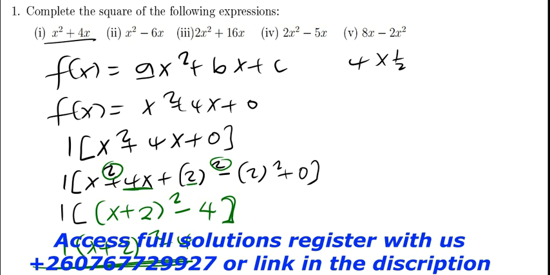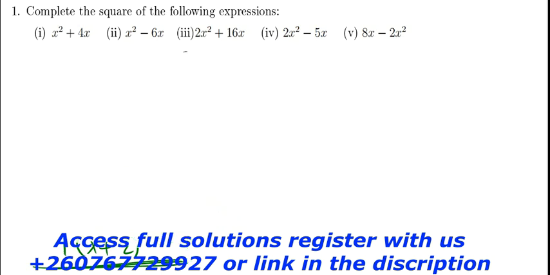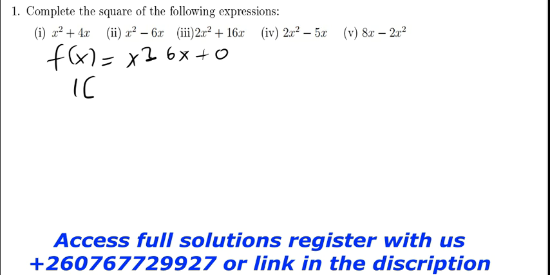Now it's not something that is complicated, guys. It's something that is very simple. You just follow these simple steps. Let me go to part B. Part B says f of x is equal to x squared minus 6x plus 0. Factor out 1. The a is 1 in this case. This one still becomes like that, then plus 0.